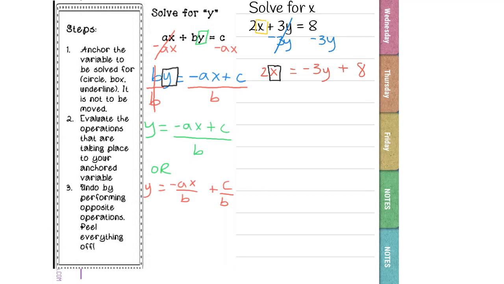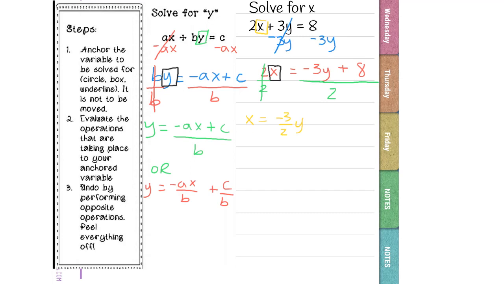Okay, now what operation is here? This is 2 times x, right? There's nothing in between them, so that means it's being multiplied. And how do I undo multiplication? By dividing on both sides. 2 divided by 2 reduces to 1. So then I'm left with x is equal to negative 3 over 2y.